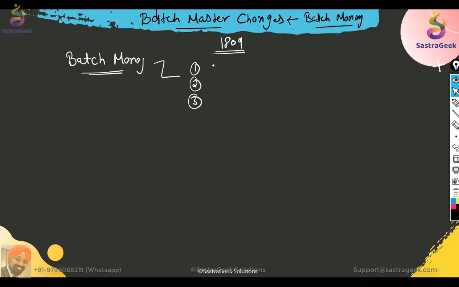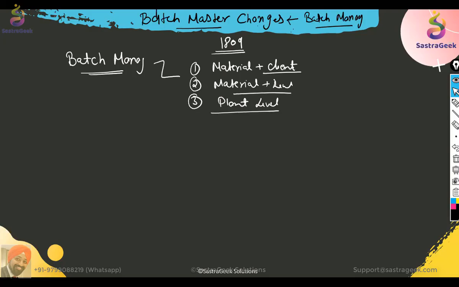One is at your material plus client level. Second is material level, or you can say material and client level. And third is your plant level. These are the 3 levels of batches which you can define, that is how the batches need to be created. These levels of the batches remain the same. There is no change to it.